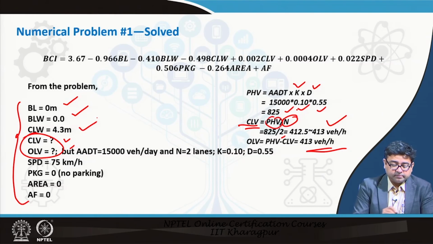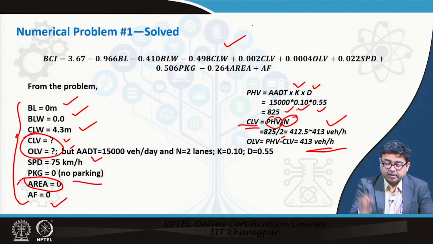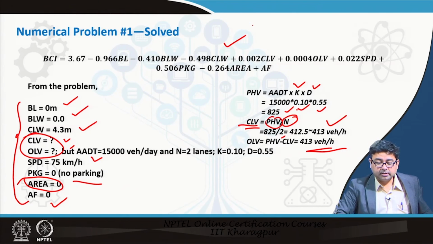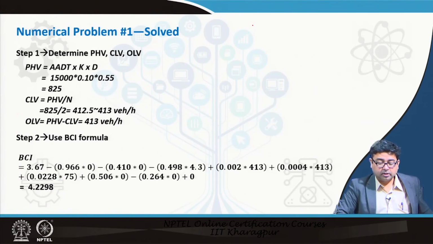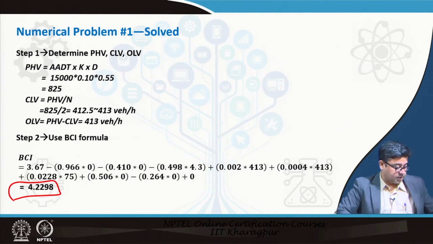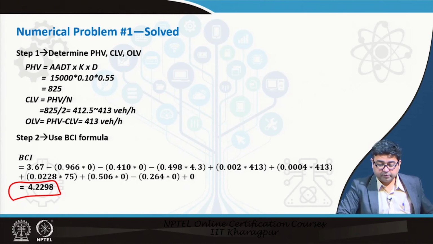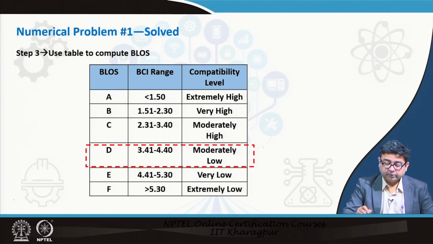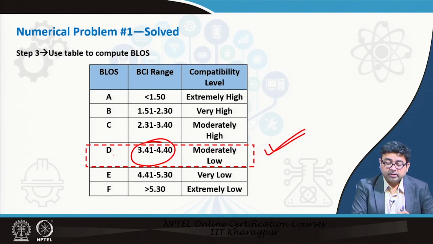Curb lane width is given, the 85th percentile speed is given, there is no parking, and the area type factor is 0 because it is not residential, it is commercial and retail, and there are no adjustment factors. So, you plug all these values into the BCI equation, and what you get is a BCI value of 4.22 or approximately 4.3. If you go back to your standard table, you will see that 4.3 falls in the BLOS level of service of D.